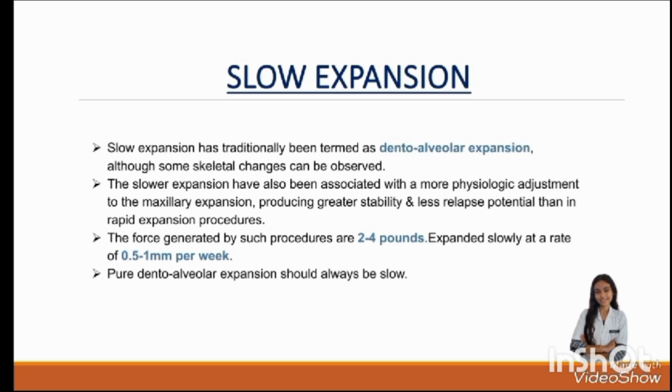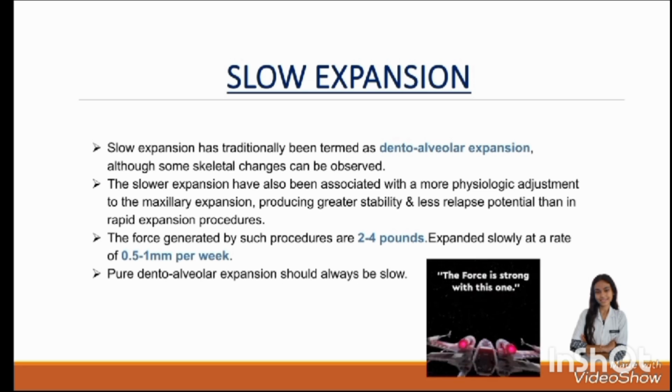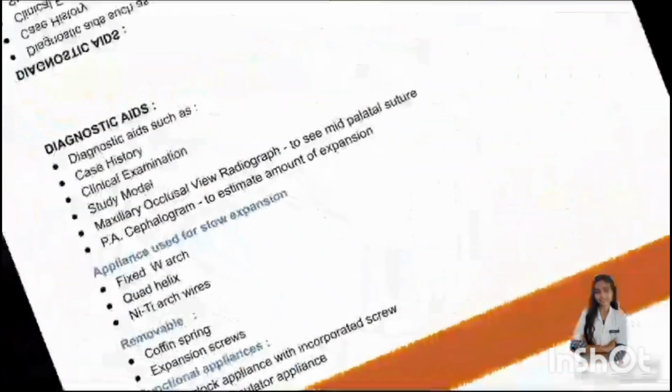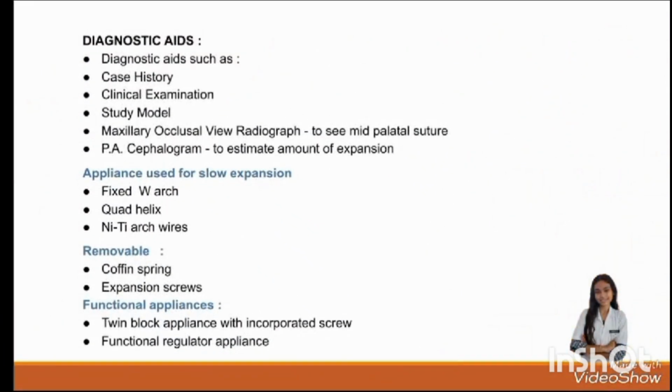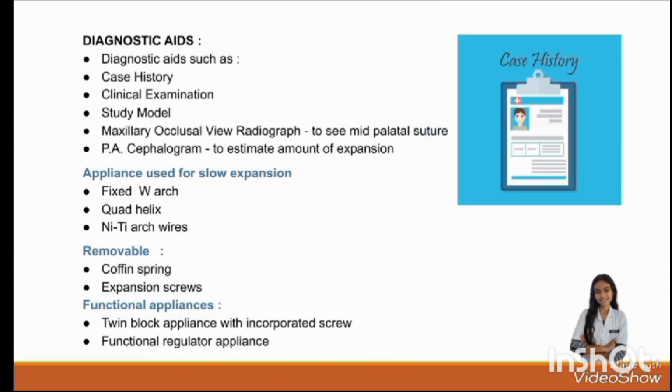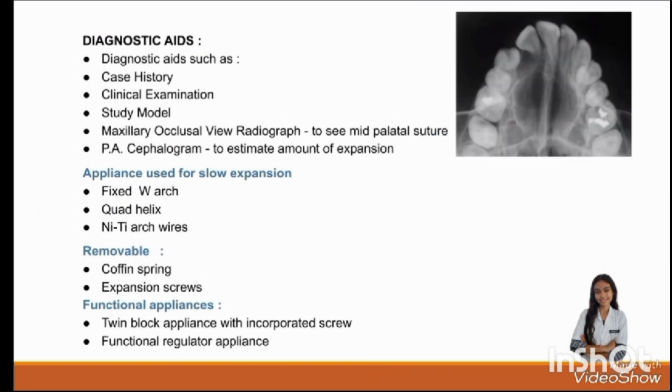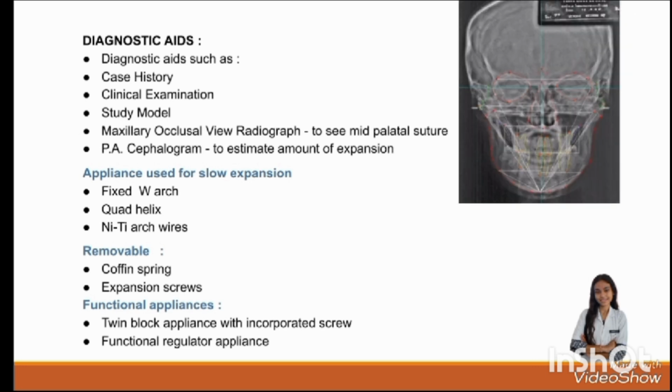The forces generated by such procedures are 2 to 4 pounds, expanded slowly at a rate of 0.5 to 1 mm per week. Pure dentoalveolar expansion should always be slow. Diagnostic aids for slow expansion: case history, clinical examination, study model, maxillary occlusal view radiograph to see the mid-palatal suture, and PA cephalogram to estimate the amount of expansion.